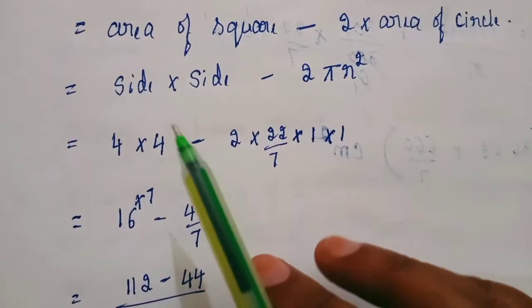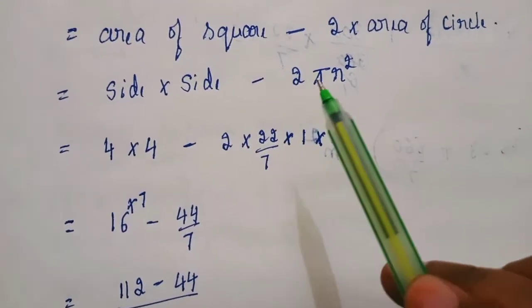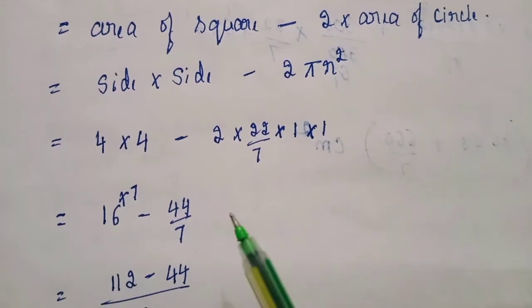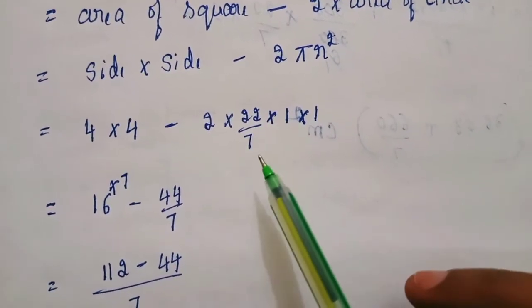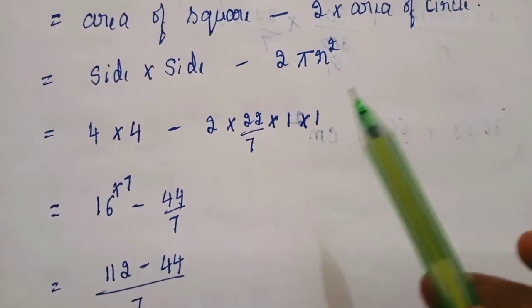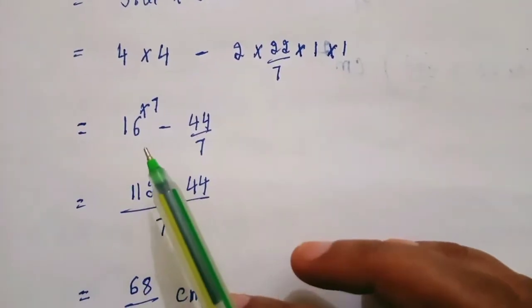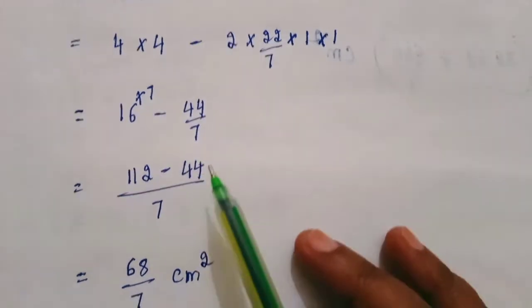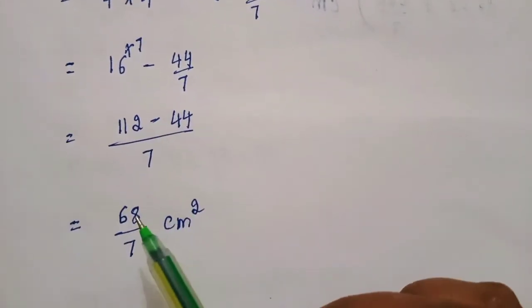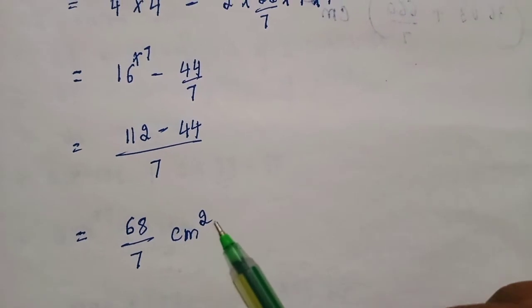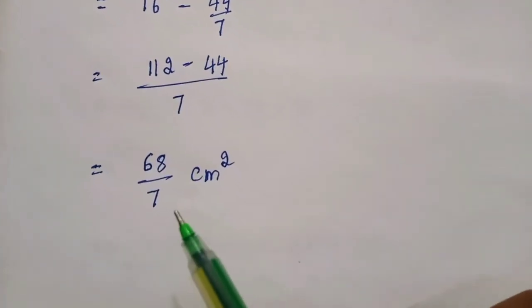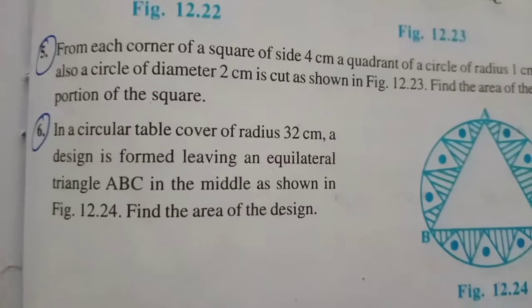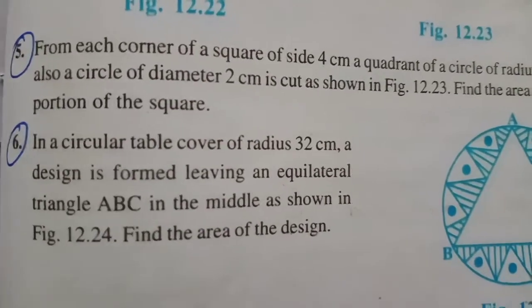What is the area of a square? Side into side, minus 2 times pi r square. So side is 4 into 4, minus 2 into 22 by 7, and radius is 1 into 1. So this becomes 16 minus 44 by 7. Take LCM, we get 68 by 7 centimeter square. So the area of this shaded portion is nothing but 68 by 7 centimeter square. Now let us continue to the next question.